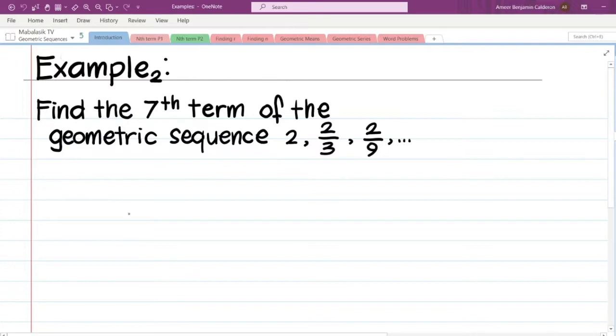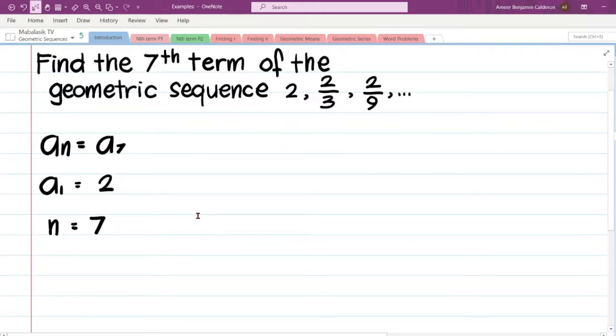Let us have our formula. A sub n, no, actually, since these are fractional terms, we write the terms in our formula first. So a sub n, we list down the given data. A sub 7, a sub 1, the first term is 2, and the number of terms is 7. And then we solve for the common ratio.